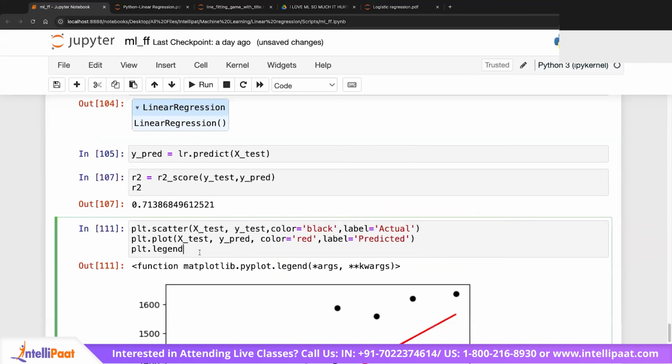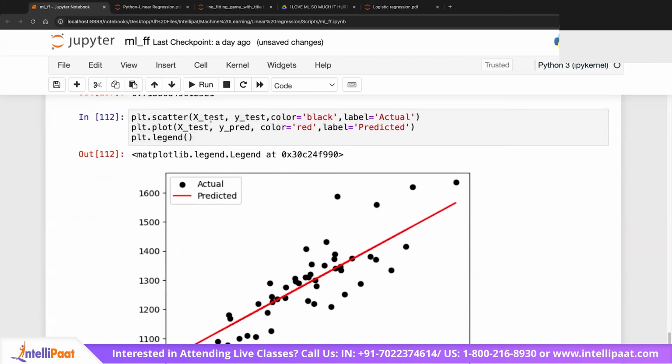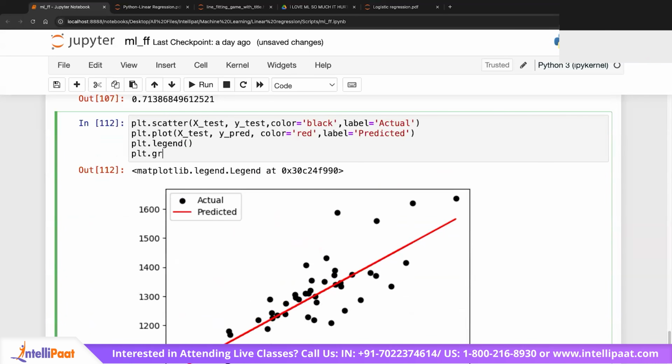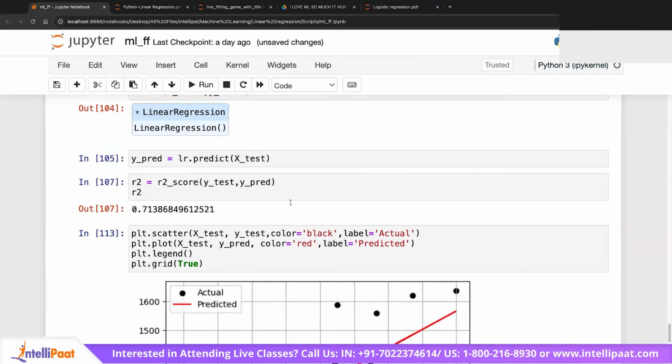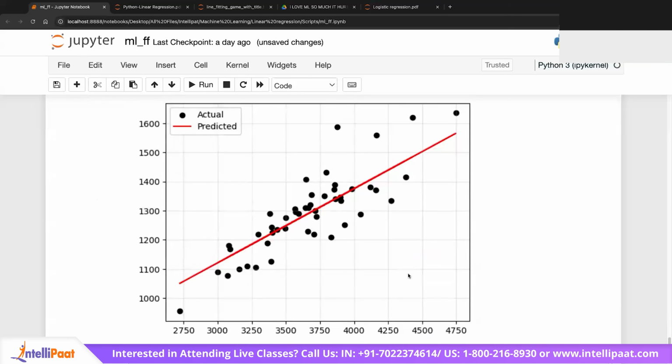If I do this, what are the black dots? Oh, you can also do grid. Plt.grid, and inside this pass the parameter as True. Let me make the alpha as 0.3. The black points are the actual data points and the red line is the predicted line.